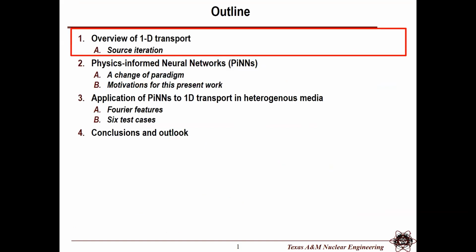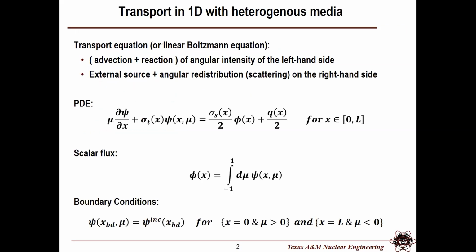So, kind of an outline of what the talk's going to be about. I'm going to go over an overview of 1D transport with source iteration, go over the PINN's architecture, how we're going to change paradigm and the motivations for this work, and then applications of PINNs to 1D transport, including Fourier features, and then some conclusions and an outlook on the research in the future.